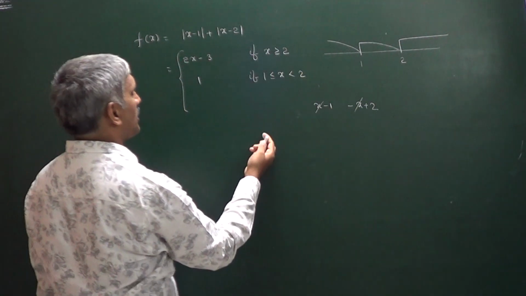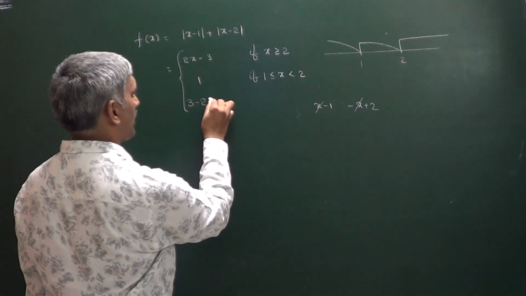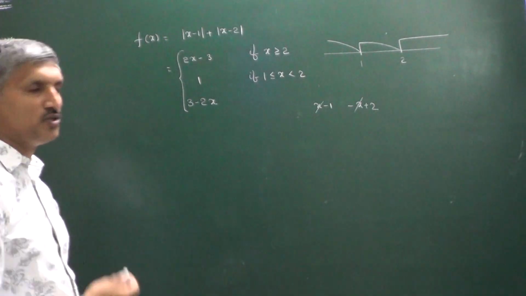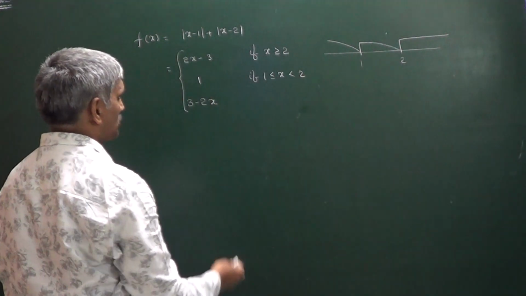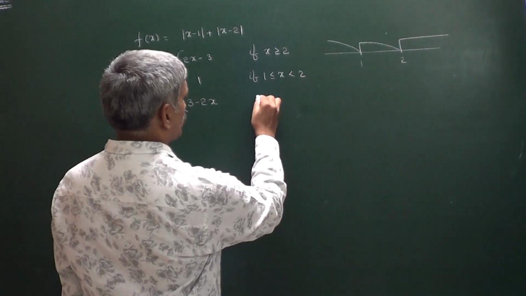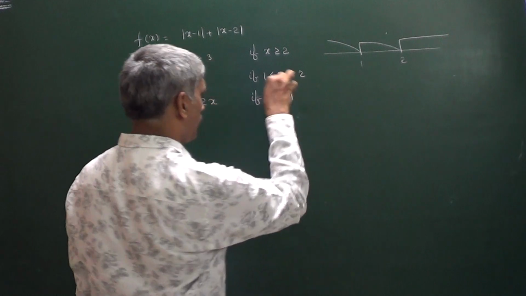That's why both are negative. When both are negative, it becomes 3 minus 2x. Okay, so try to draw the graph for this, or the regular method also we can discuss. Both I will do, no issue. So we are getting here x is less than 1.